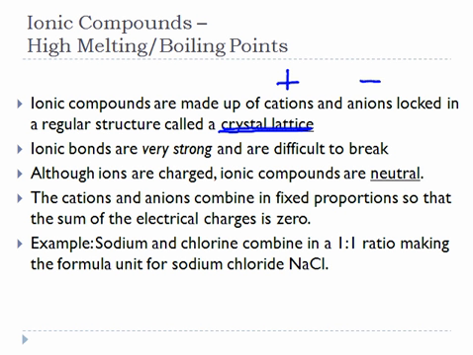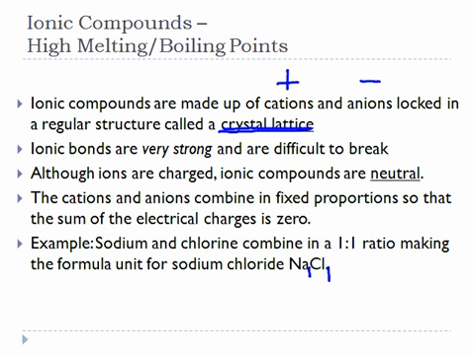So remember when we were doing our naming and I used to tell you to check your charges and crisscross? That's to make sure that the overall ionic compound is neutral. Which means your cations and your anions always combine in fixed proportions so that the sum of the electrical charges is 0. An easy example is sodium and chlorine, and they combine in a 1-to-1 ratio, making the formula unit for sodium chloride Na1Cl1, or just we write NaCl.